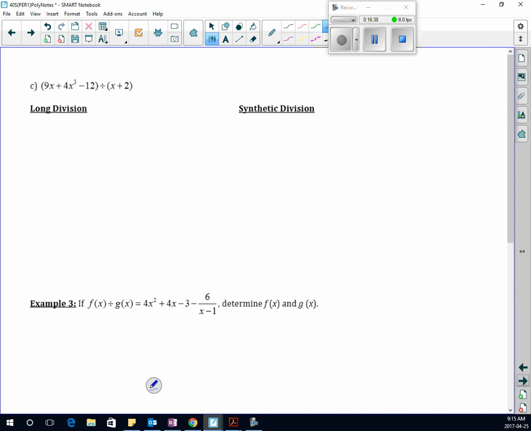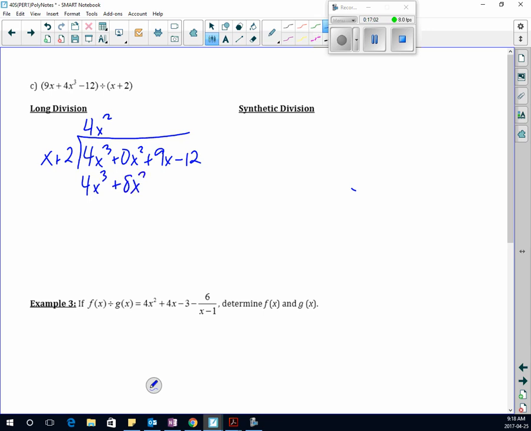Okay, let's try the next one on the next page. What's wrong with this question? There's no square and it's in the wrong order. So be cautious of that. Okay. So this is 4x cubed plus 0x squared plus 9x minus 12x plus 2. 4x squared. 4x cubed plus 8x squared. Switch the signs.